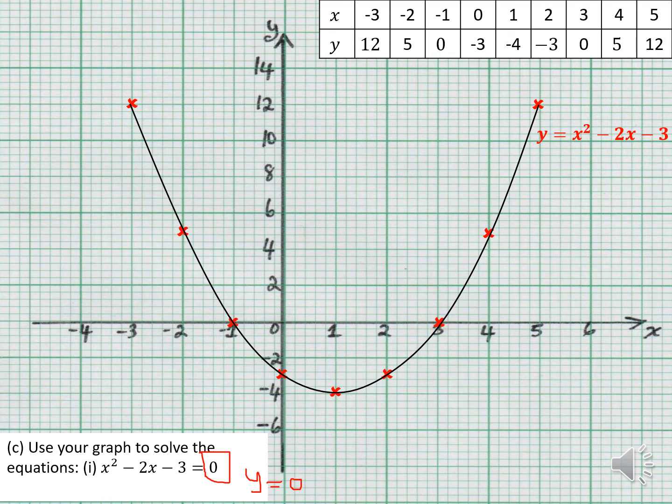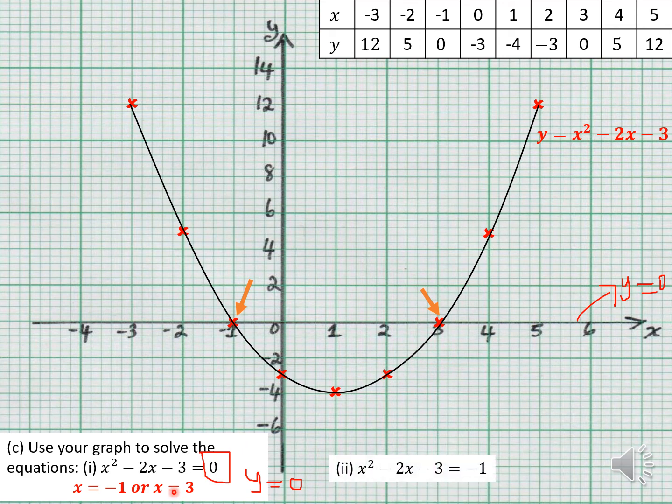Because, as I said before, the equation of the x-axis is nothing but y equals 0, and because that is the case, you're looking for solutions where the function is intersecting with the x-axis, or the line y equals 0. And from there, you can see that one of the values will be x equals -1, and another value will be x equals 3.